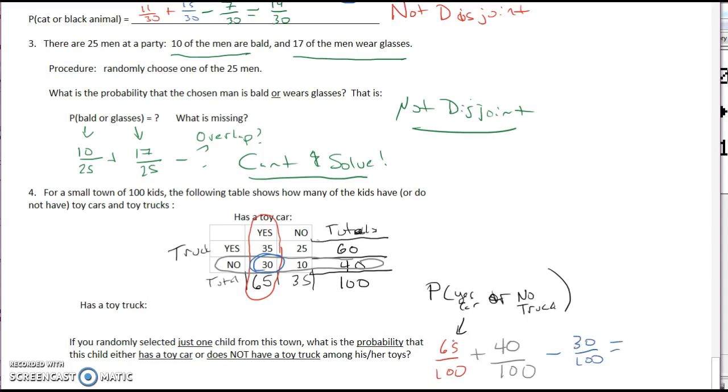Sorry about the page moving. So now we're going to add these. 65 plus 40 is 105 minus 30 is 75 out of 100, which we would reduce to 3 over 4. Please remember you can do 0.75 or 75% as well.